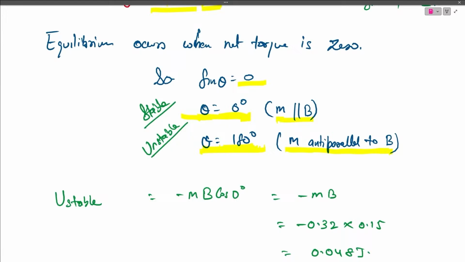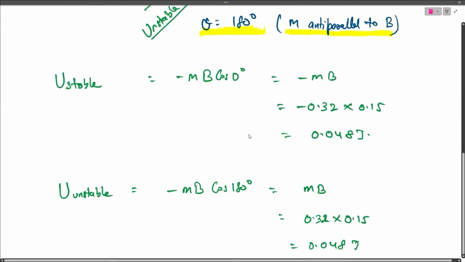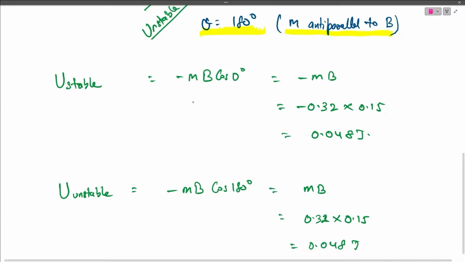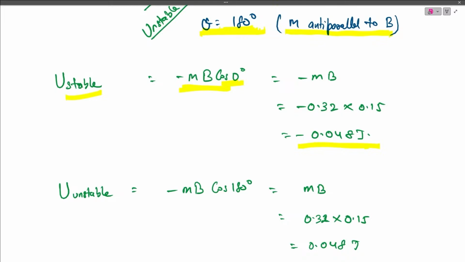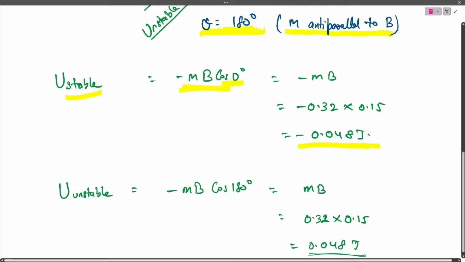Finding out the potential energy of the system in stable as well as unstable equilibrium, since we know the expression, the potential energy of the system is given by minus mB cos theta. So we can find U for stable, which would be theta equals 0, giving minus 0.048 joule, and for unstable it is plus 0.048 joule.